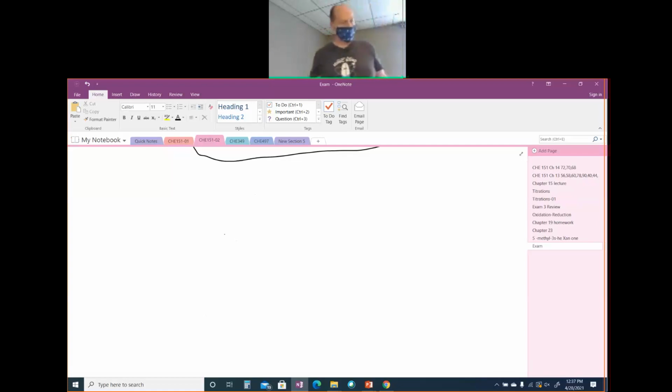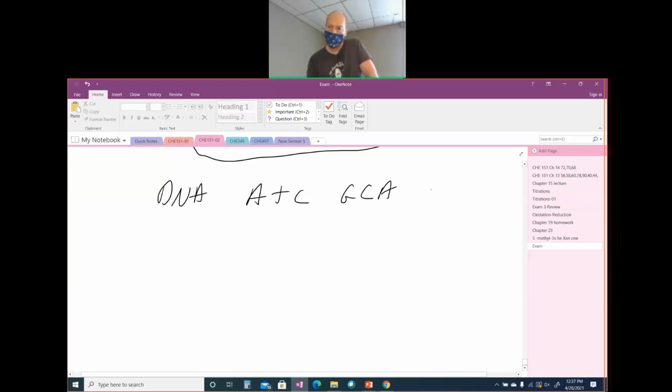All right, let's say I have a DNA sequence. Here's my DNA. A, T, C, G, C, A, T, C, G. All right, so there's my DNA. And so now I'm going to make a messenger RNA from this strand of DNA. So remember, your DNA has thymine, your RNA has uracil.